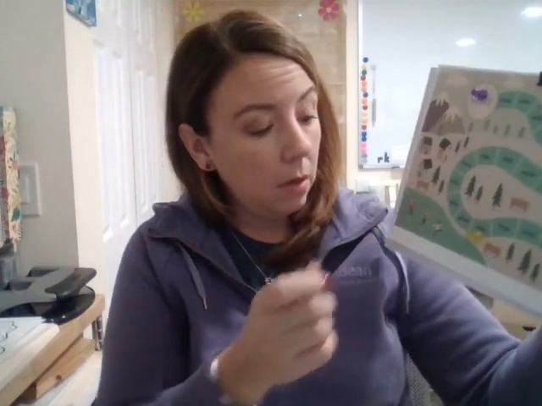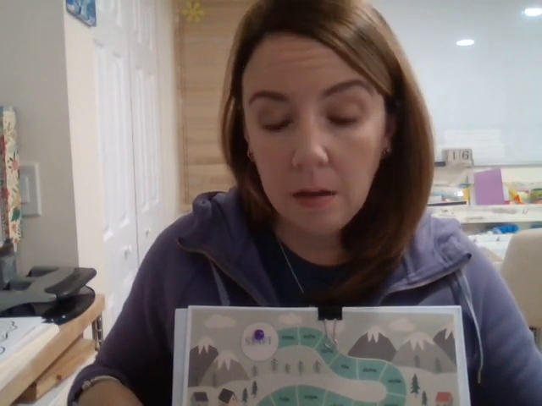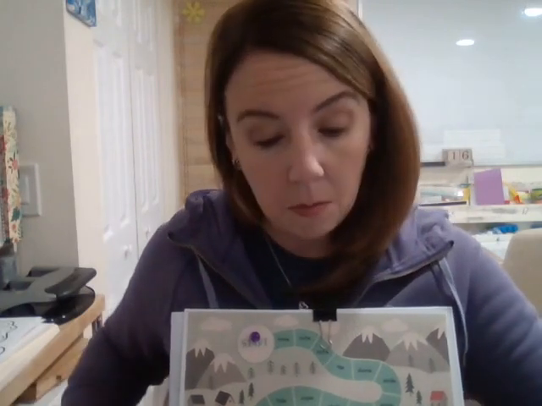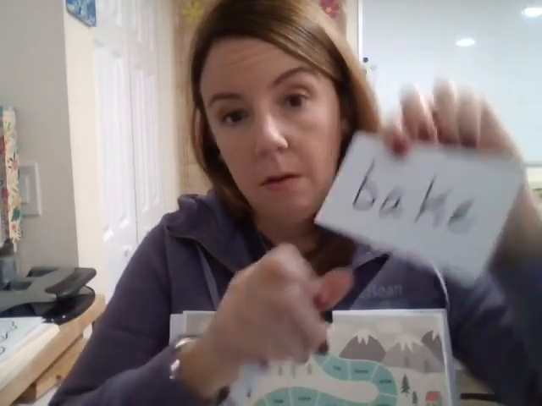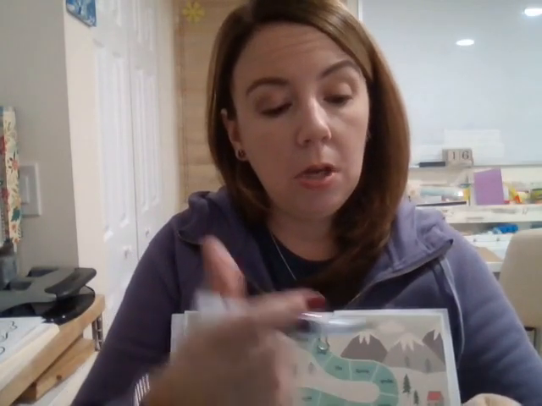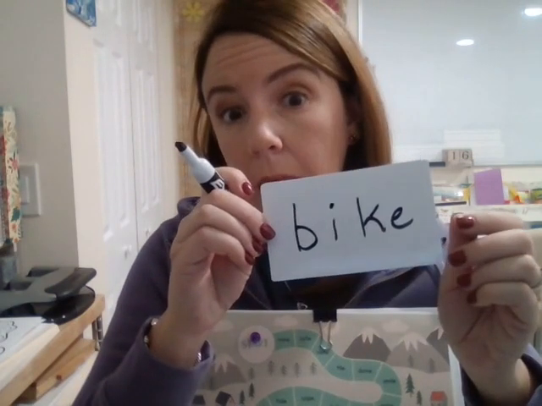And then moving along the game board, let's do one more example. Let's say the student landed on bake. Okay. Say bake. All right. But this time, instead of A, say I. Okay. And what's the word? All right. So we've got bake, and we make a change. And this time it's the vowel from bake to bike.